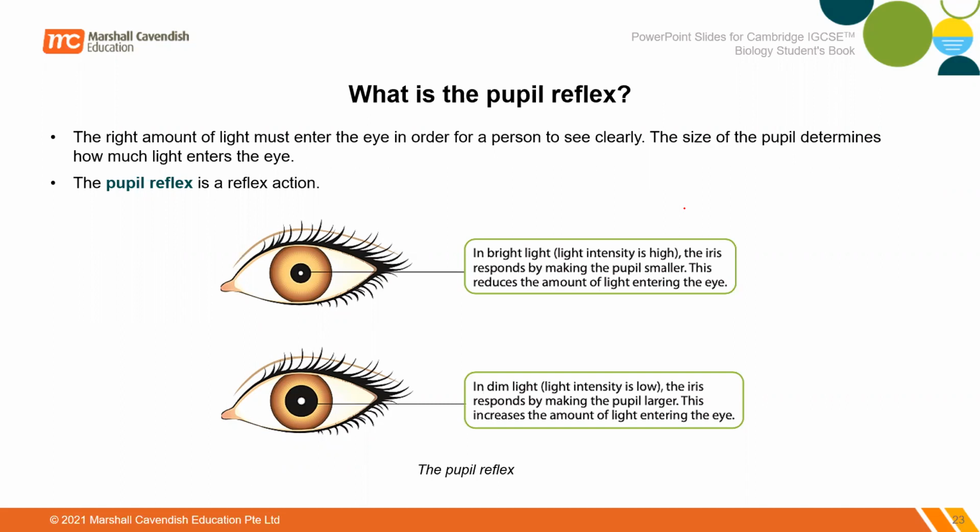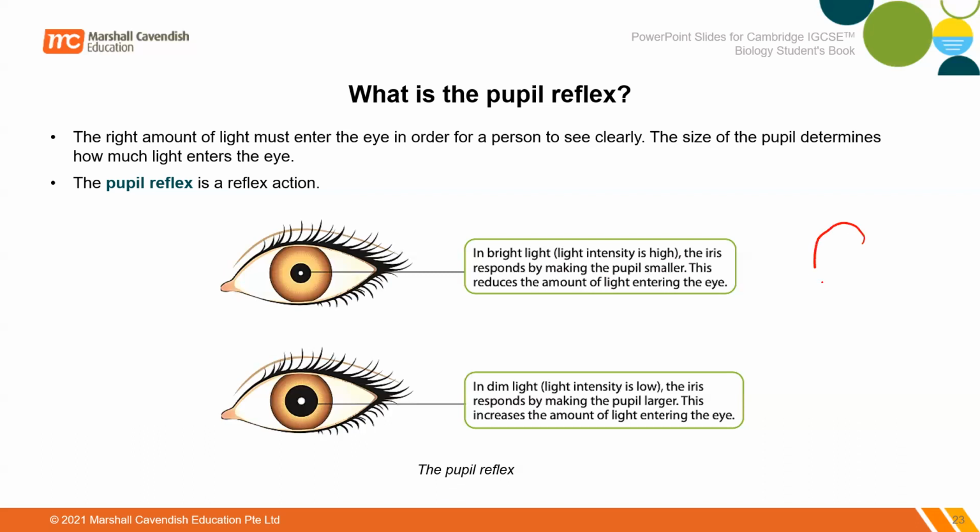So the pupil reflex is a reflex action that happens under the control of circular muscles and radial muscle. In bright light, we need to protect the inner structure of the eye. So we need to limit the amount of light that enters the eye. So the pupil will be constricted. Constricted how? By an action of two types of muscles, circular muscles and radial muscle.